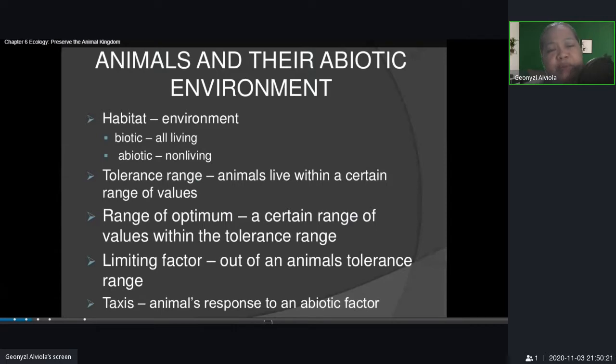Another terminology when we deal with ecology is tolerance range. Tolerance range: animals live within a certain range of values. Another thing, we have the range of optimum, a certain range of values within the tolerance range. Limiting factor is out of an animal's tolerance range, and taxis is the response of a living organism to a biotic factor. So how do we apply these terminologies?